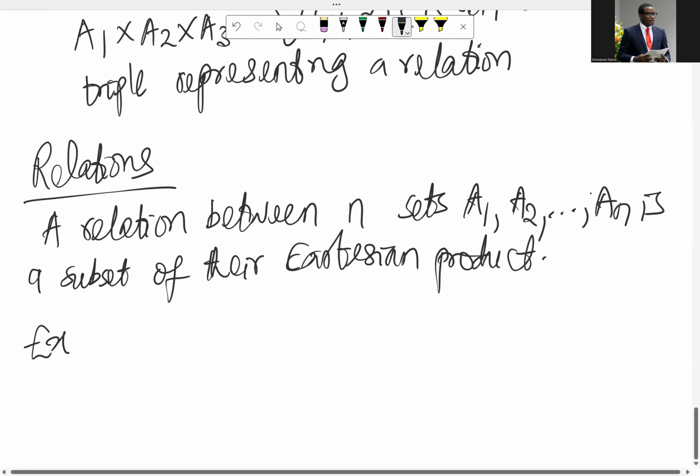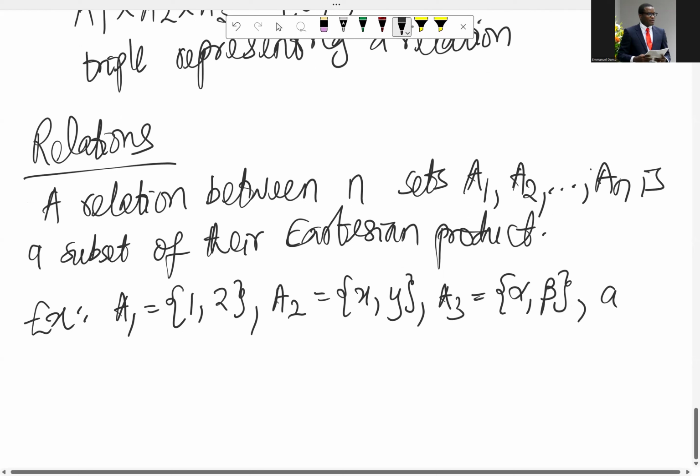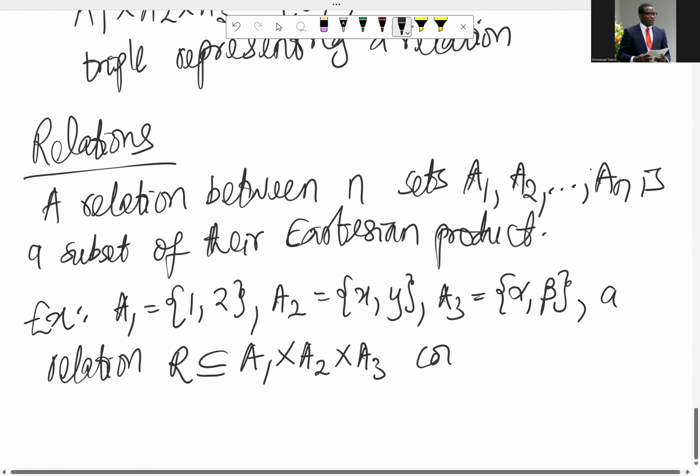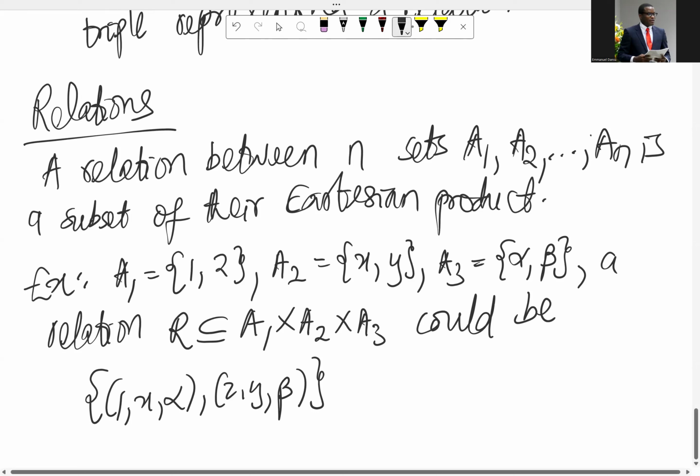So for example, if you have A1 to be a set of 1, 2, and A2 is a set of X, Y, and A3 is a set of alpha, beta. Now look at this. We can say that a relation, which is a subset, you remember this symbol of subset, a relation which is a subset of A1 by A2 by A3 could actually be this: 1 X alpha and 2 Y beta.